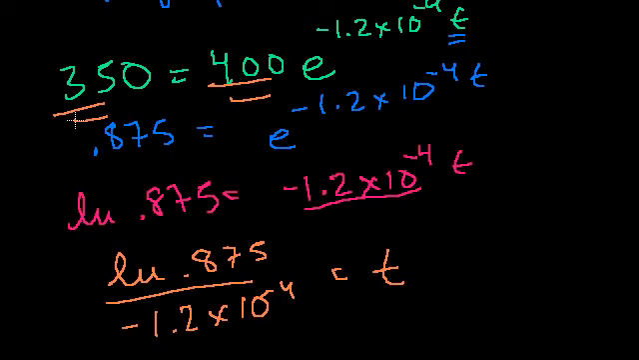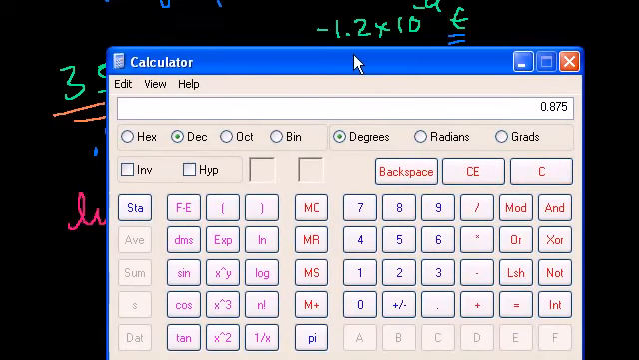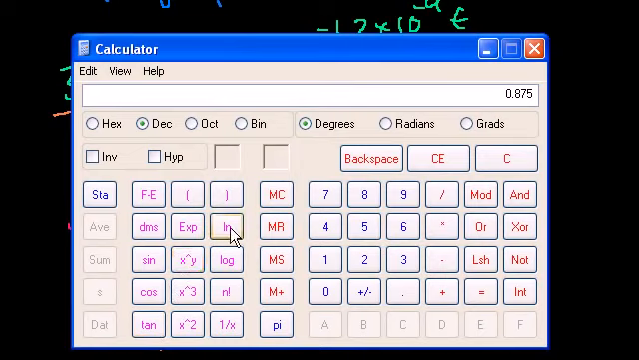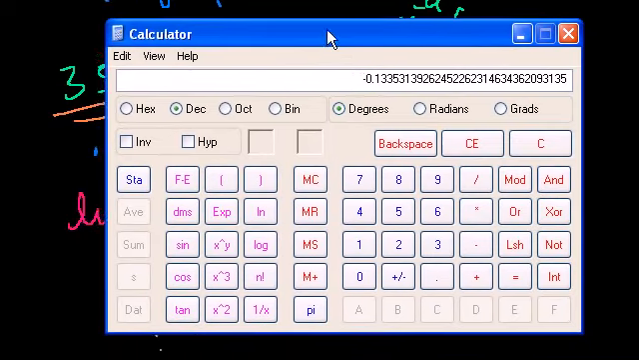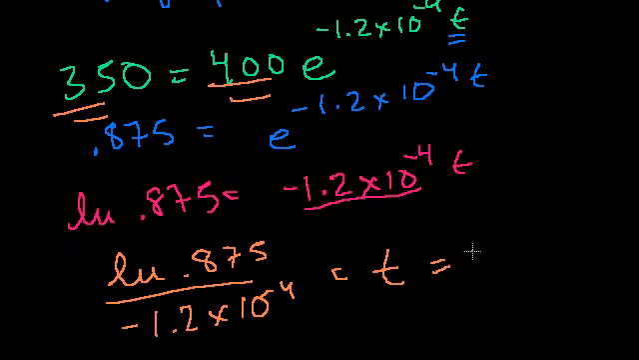To 350. So let me do the math. If you have 0.875, we want to take the natural log of it, and divide it by 1.2 times 10 to the negative 4, and this is all a negative number. Oh well, I'll just divide it by this, and then just take the negative of that. So this is equal to 1,112 years to get from 400 to 350 grams of my substance.